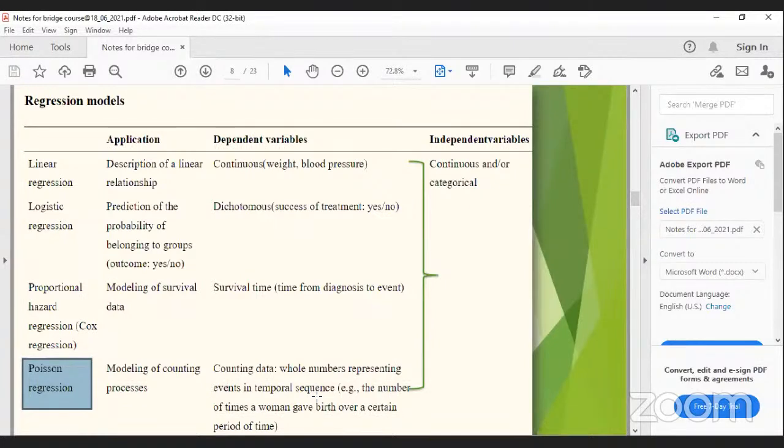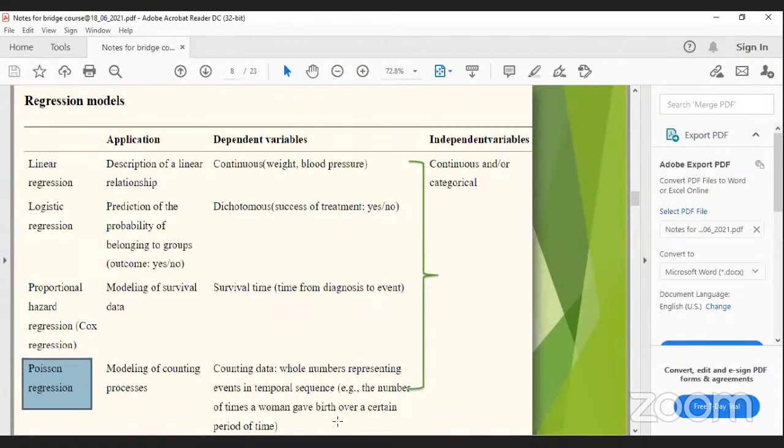Counting data means usually when the event rarely happens, then you use Poisson, right? I hope it is clear to everyone. Everyone knows when we use it. So whenever an event is rare, we can use Poisson. For example, the number of times a woman gave birth over a certain period. So it's a rare event.